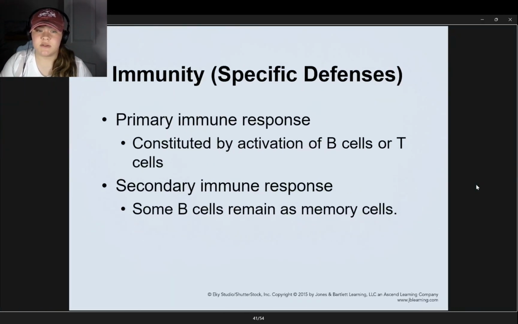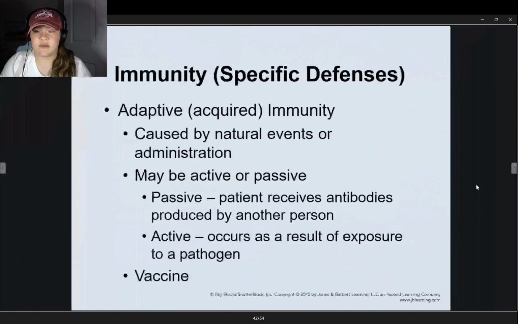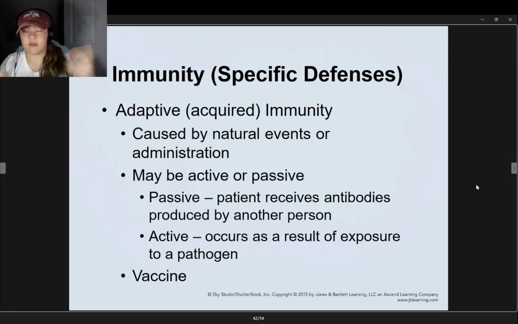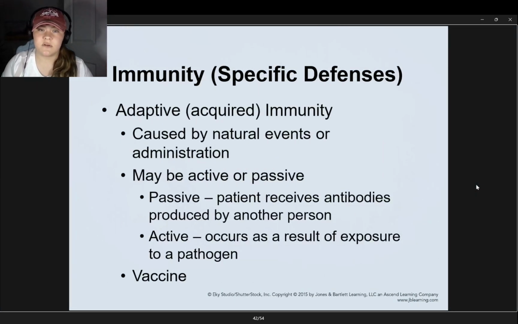Primary immune responses are generally constituted by activation of B or T cells, and in the secondary response the B cells sometimes remain as memory cells, and that's kind of why we get the vaccines every so often, to renew that refresher. It's kind of like how our brains work.